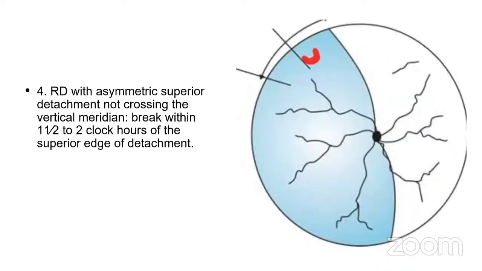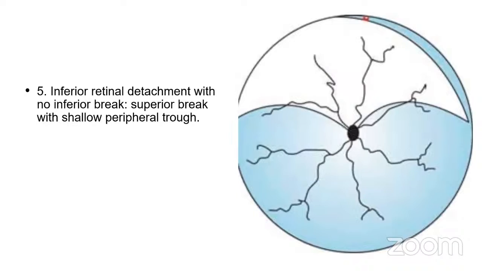In RD with asymmetrical superior detachment, where only the nasal part is detached, not crossing the vertical meridian, the break is within 11.5 to 2 o'clock hours of the superior edge of the detachment. Then in inferior retinal detachment with no inferior break, a superior break may be present with shallow peripheral trough.